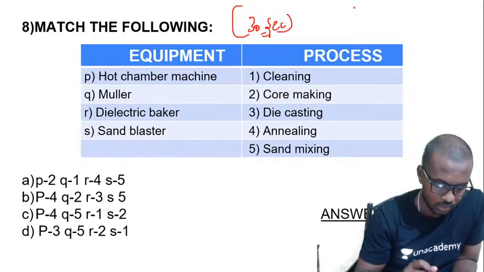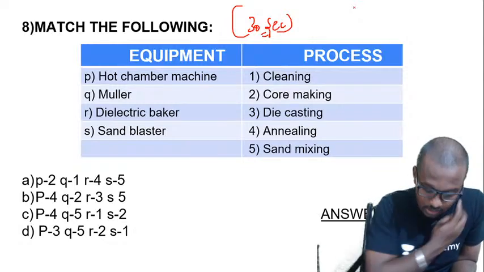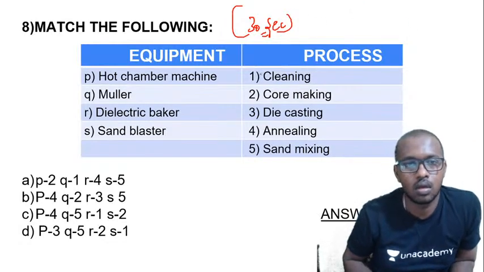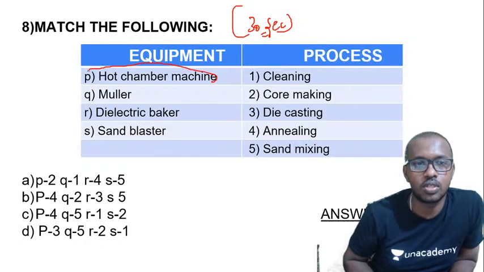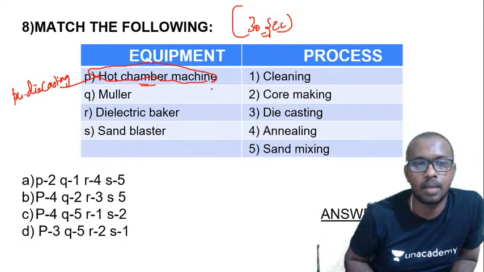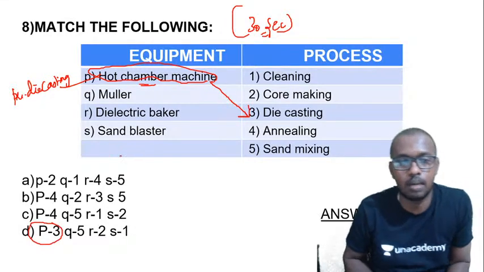Yes, I have to look in the chat box. Answer key is 3. Okay, hot chamber machine. Sir, hot chamber machine is nothing but, for pressure die casting, we use a hot chamber type. So P stands for 3. So the answer should be D, but we should not complete it there.